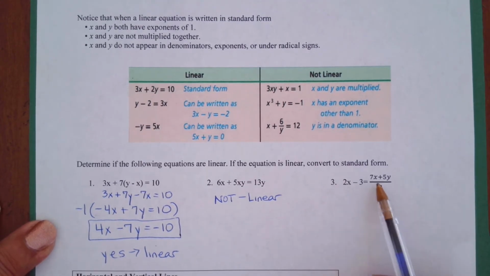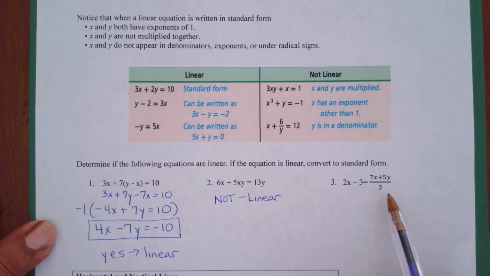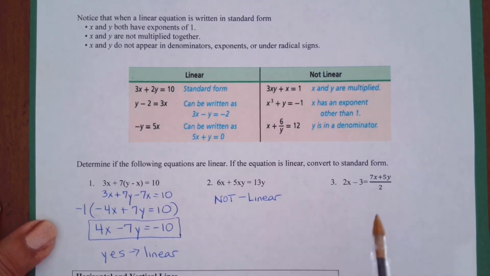All right, the last one. All my x's and y's are separated. I don't have anything in the denominator that's a variable. I have no variables multiplied together. So this is a linear equation. So now my job is to write it in standard form.